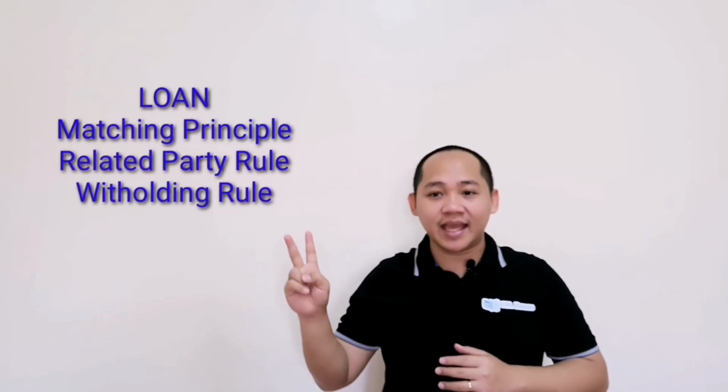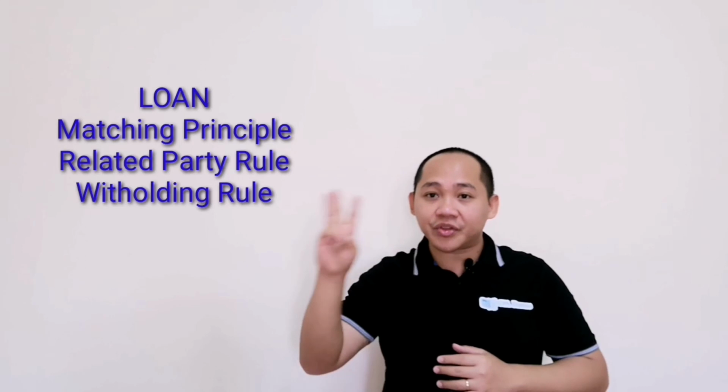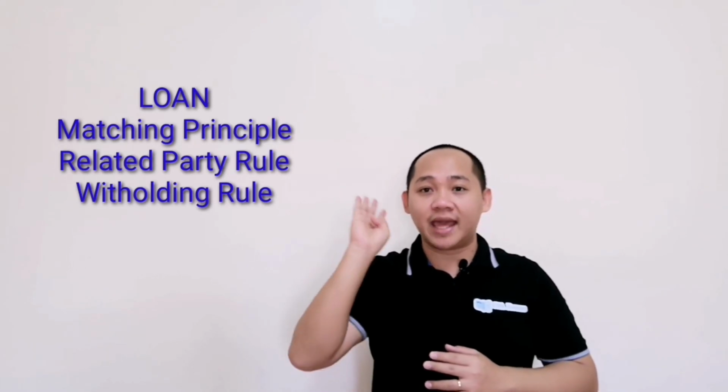So tatandaan ulit, ang general principles natin is first, LOAN. Second is the matching principle. Third is related party rule, and then withholding rule. So alamin mo lang yung mga yan, madali mo nang masasagutan at makukuha ang net taxable income.